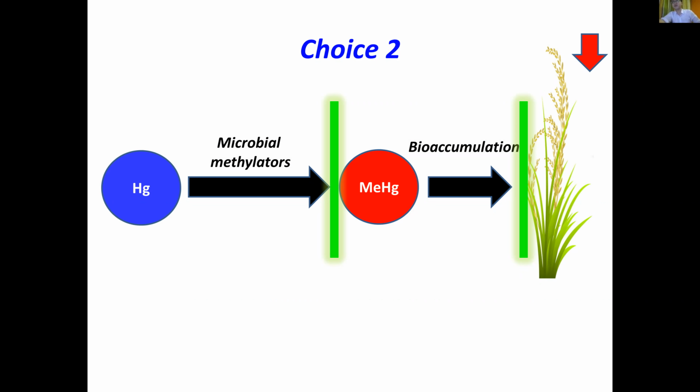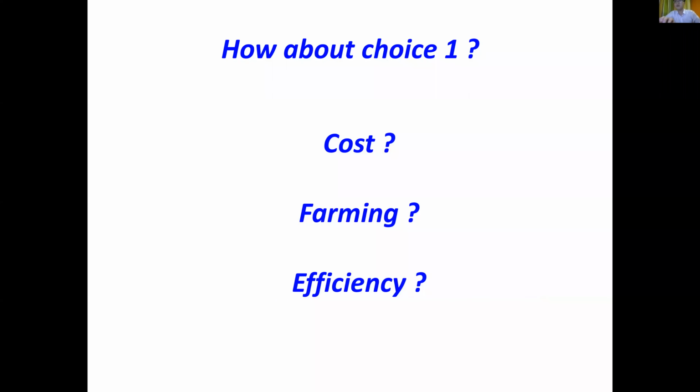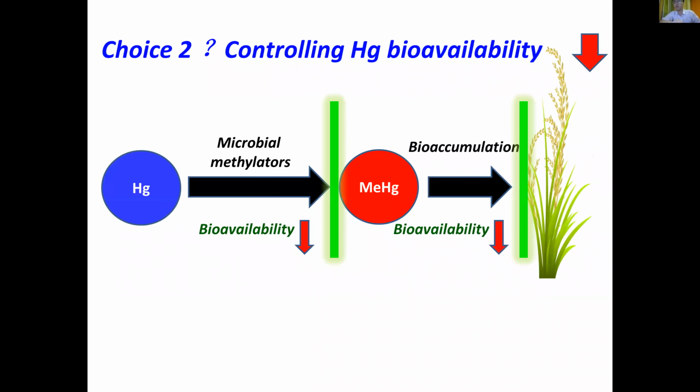So in this choice, our main idea is to control the mercury bioavailability, or we can say to decrease the mercury bioavailability. For the first process, we want to reduce the availability of mercury to microbial methylators. After that, we can decrease the microbial methylation process and decrease the methylmercury concentrations in the soil. So this is the first process.